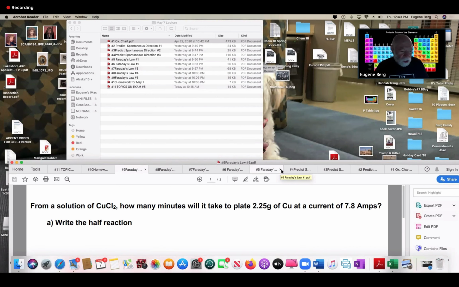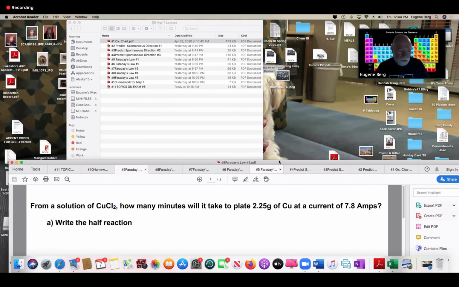From a solution of copper chloride, how many minutes will it take to plate out 2.25 grams of copper at a current of 7.8 amps? So what I want you to do first of all, and this is the part I expect you to do on your own because it's really not that hard, see if you can write the half reactions taking place there. Notice you're starting with copper chloride and you're trying to produce pure copper. Remember, a half reaction always has to have electrons in it, so see if you can figure out what the electrons are going to be.